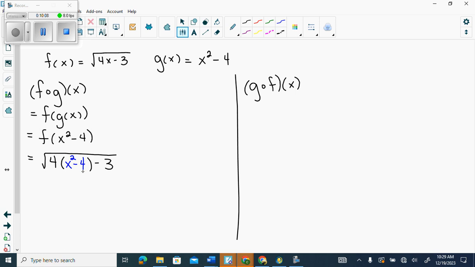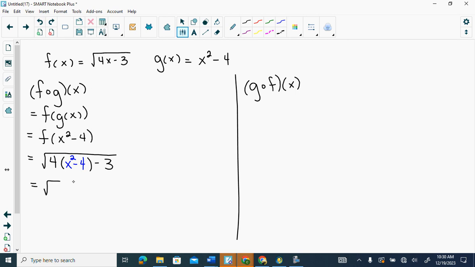I'm rewriting this f function, but instead of having an x, I put brackets, then I can put my stuff in. So I get square root of 4x squared minus 16 minus 12. That's a lie, minus 3. I got really distribution happy there. We go boom, boom. So we get 4x squared minus 16 minus 3. So I get the square root of 4x squared minus 19.